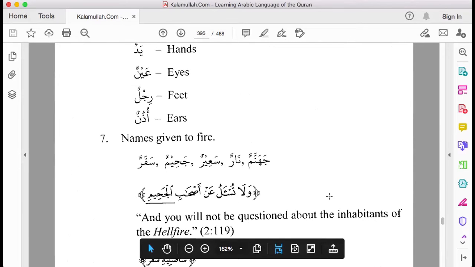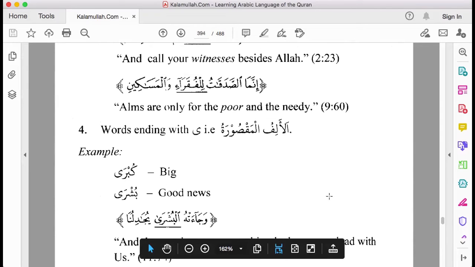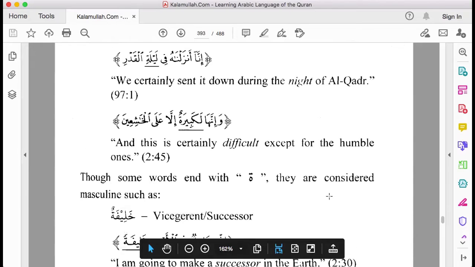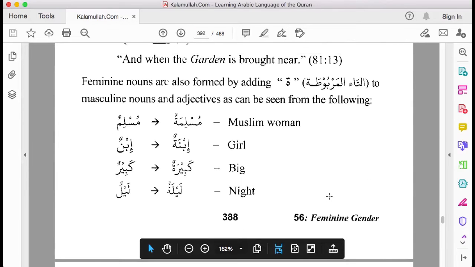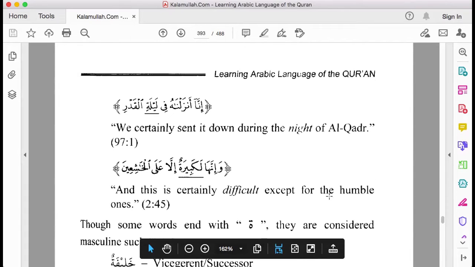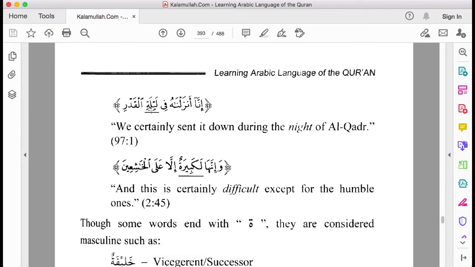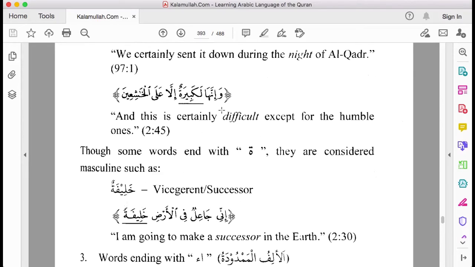Okay, so where were we? Yeah, we were right here. Now we're looking at Laylatil Qadri. So this is feminine. Again, feminine. Kabiratun, feminine. Here it's referring to difficulty. Kabir means big, but here the meaning is difficult.